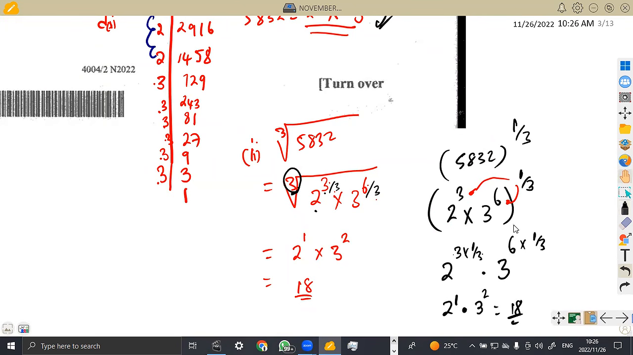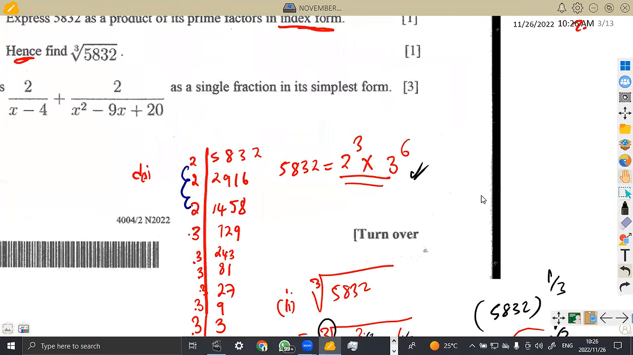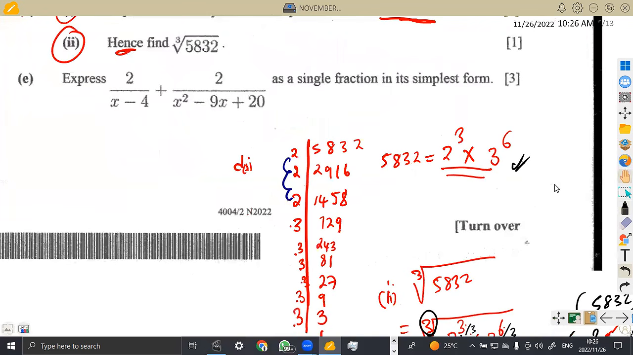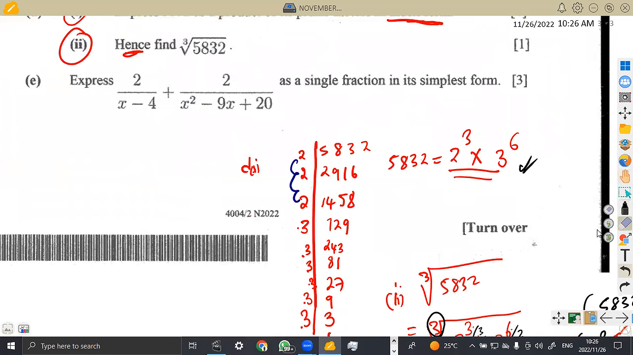So many ways, guys, of killing a cat. It just depends on the best method that you are capable of using. That's maths. That's maths for you.